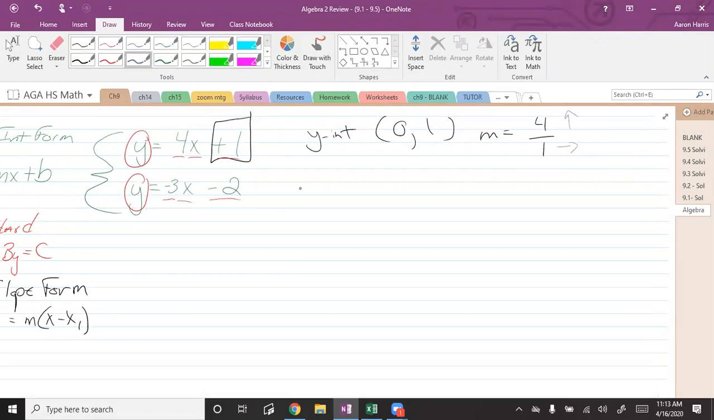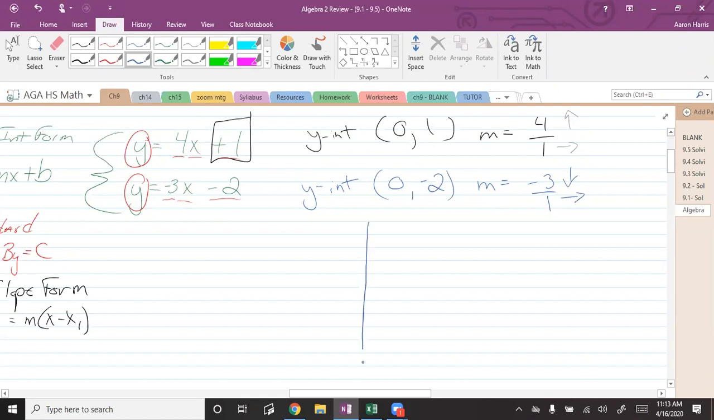So let's talk about the second one. I just need to repeat the same steps I just did for the first one. So somebody besides Deandra, what is the y-intercept? 0, -2. Great job. What is my slope? -3/1. What does it tell me to do? Go down 3 to the right 1. Great job.